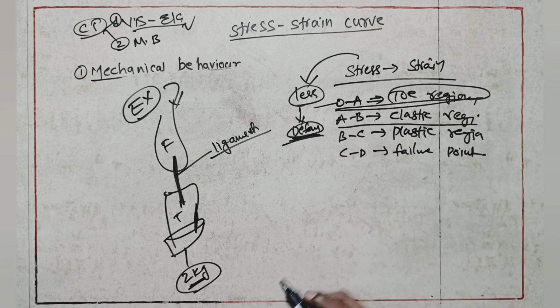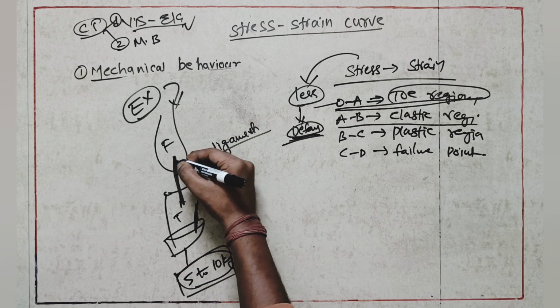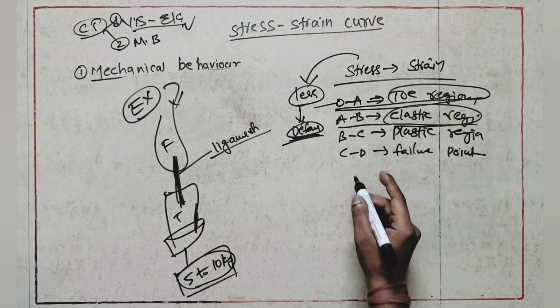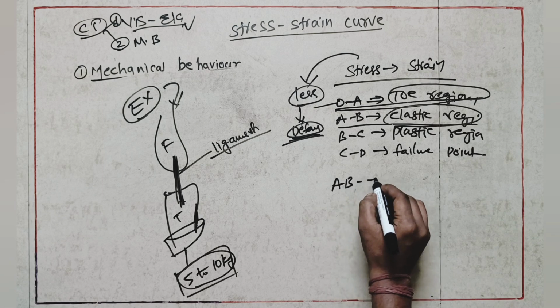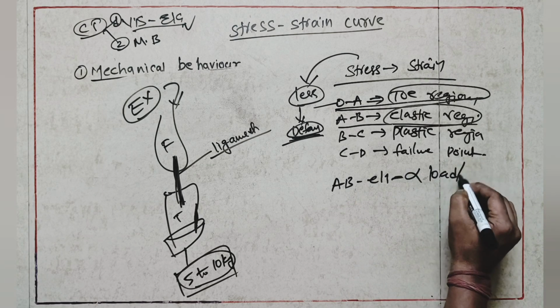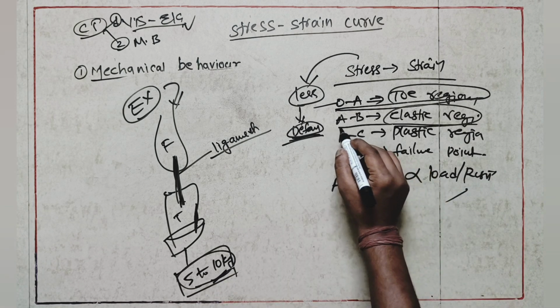A to B is the elastic region. Here the weight will be more, maybe 5 to 10 kg. We need 5 to 10 kg of weight to elongate this ligament, and that is the elastic region. That's why in A to B, the elastic region, the deformation is directly proportional to the load or resistance.